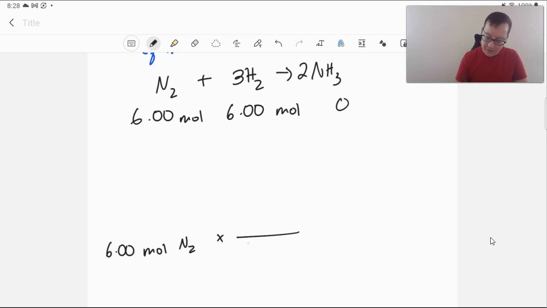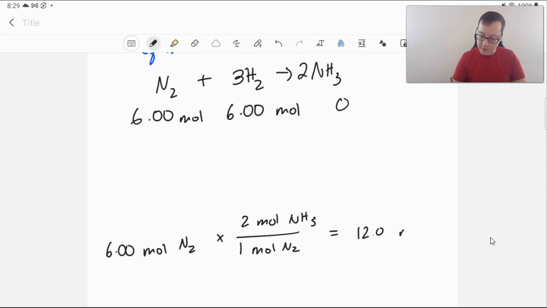If we are going to react this, we have 1 mole of nitrogen as our coefficient, 2 moles of ammonia as our product coefficient, and so we will make 12 moles of ammonia using all of that nitrogen.